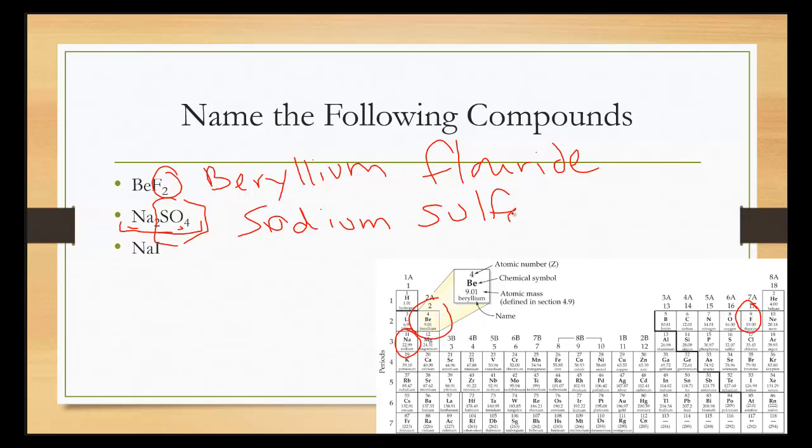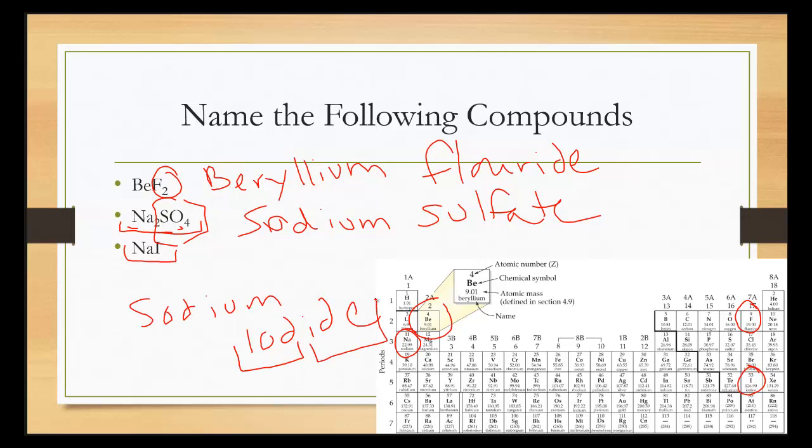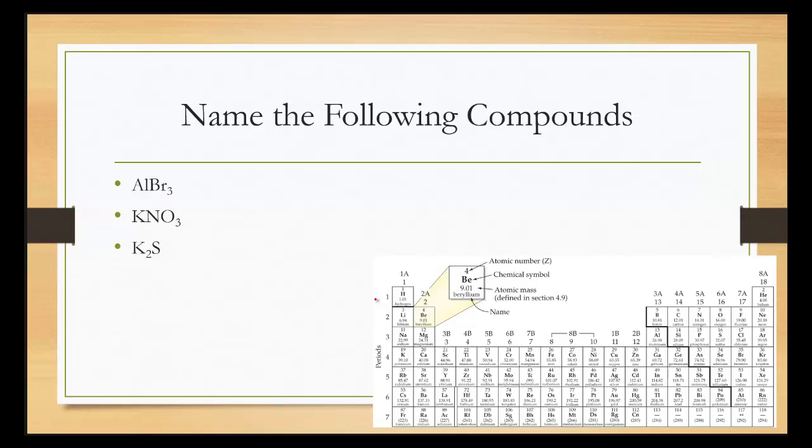NaI, there's only 2 capital letters here, so that means we're looking right on the periodic table. Once again, Na is still sodium. And I is right here, iodine. That becomes iodide, the first half of the word, and ide. Aluminum and bromine. Aluminum is here. Bromine is here. Bromine becomes bromide. I knew it came right off the periodic table because I only have 2 capital letters there.